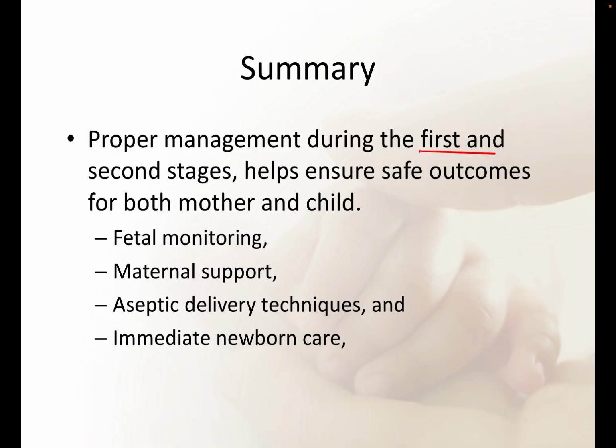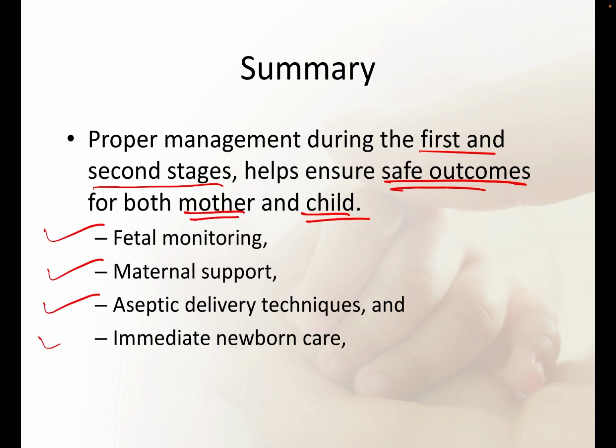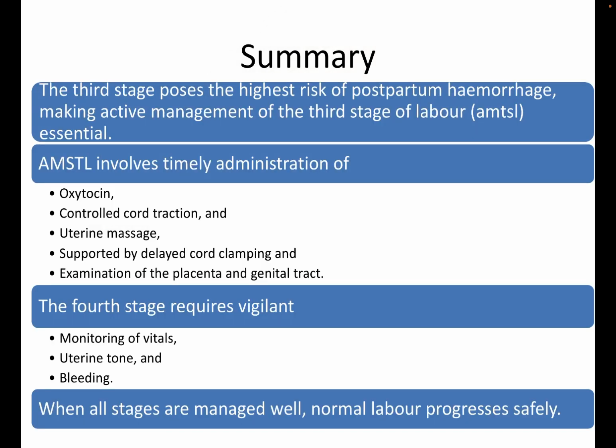Proper management during the first and second stages helps ensure safe outcome of both the mother and the child. Here, fetal monitoring, maternal support, aseptic delivery techniques, and immediate newborn care are included. The third stage poses the highest risk of postpartum hemorrhage, making active management of third stage of labor very essential. It involves administration of oxytocin, controlled cord traction, uterine massage, delayed cord clamping, and examination of placenta and genital tract. The fourth stage requires monitoring of vitals, uterine tone, and bleeding. When all stages are managed well, normal labor progresses very safely.